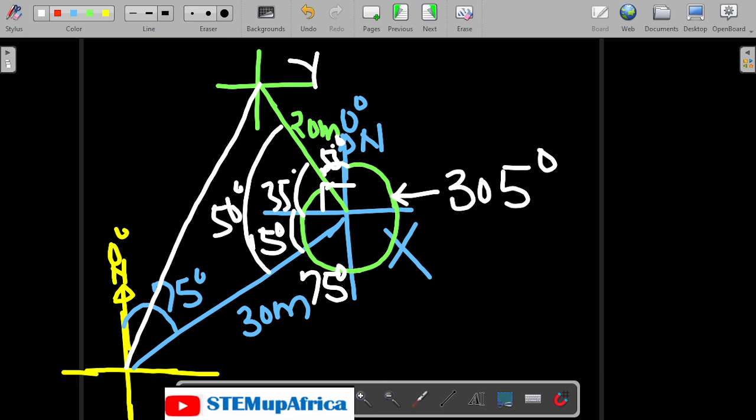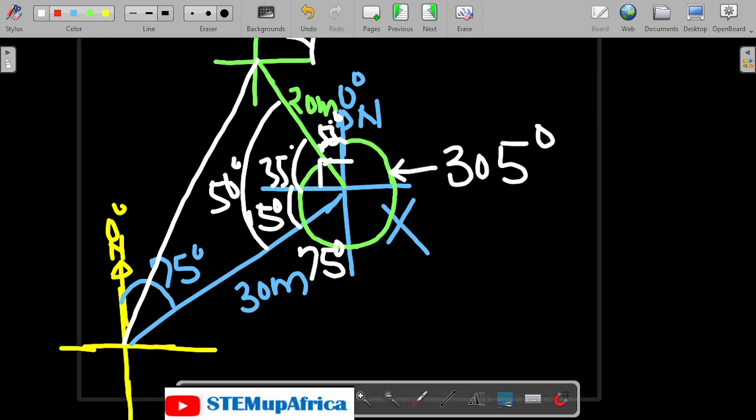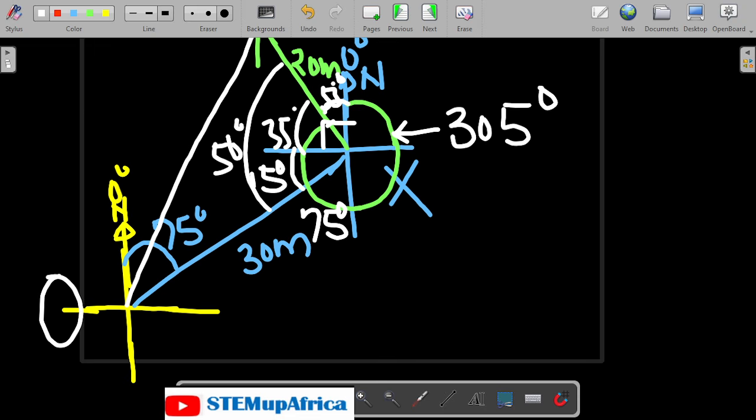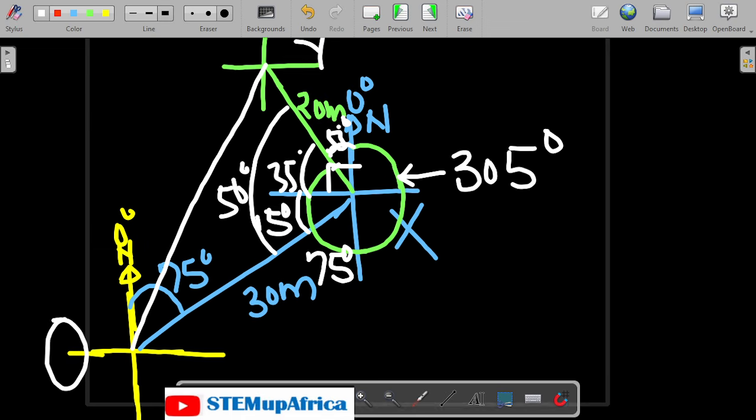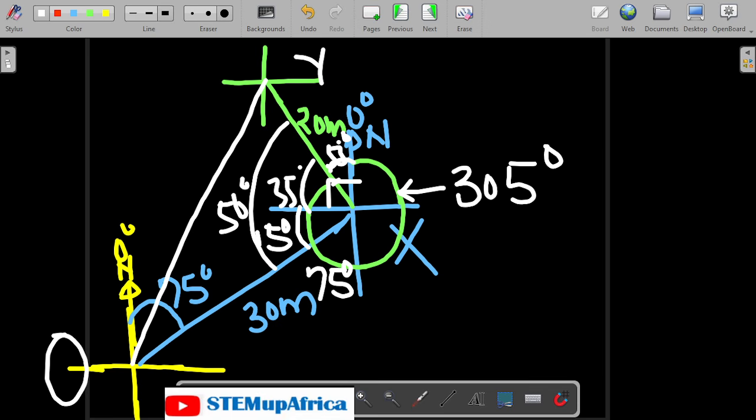So what are they asking us to find? Let me check the original question. Okay, we are asked to find the distance YO to the nearest meter and the bearing of Y from O. Here is O, don't forget that, which is the starting point. So the distance of YO, Y to O, I'm going to apply the cosine rule. We're looking for small x, because here is capital X, the opposite side is small x. Capital Y, small y, capital O, small o.